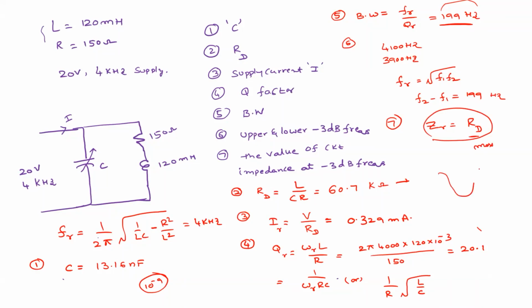So that means the curve will be something like this. This is RD. Okay, so now what are they asking? What is the value of this one? This is the maximum resistance, RD, right? So what is the value here? This is obviously RD by root 2. This is the impedance of the circuit at F1 or F2. So that is RD by root 2.